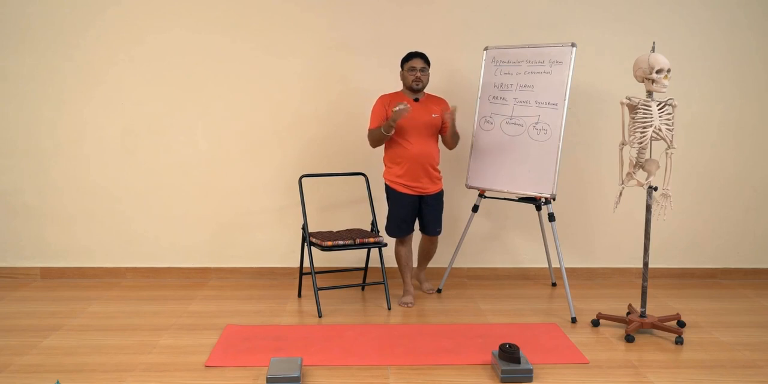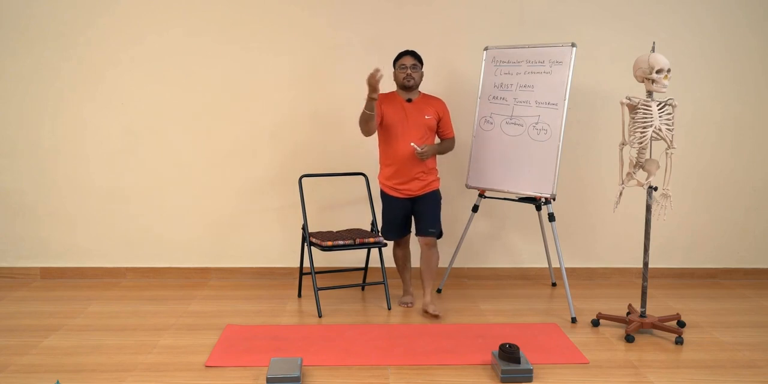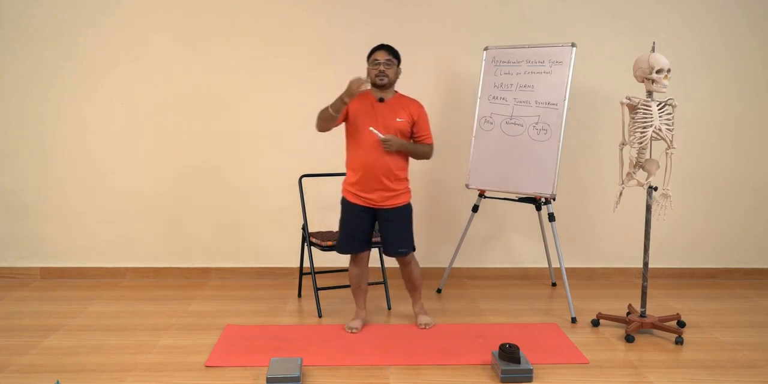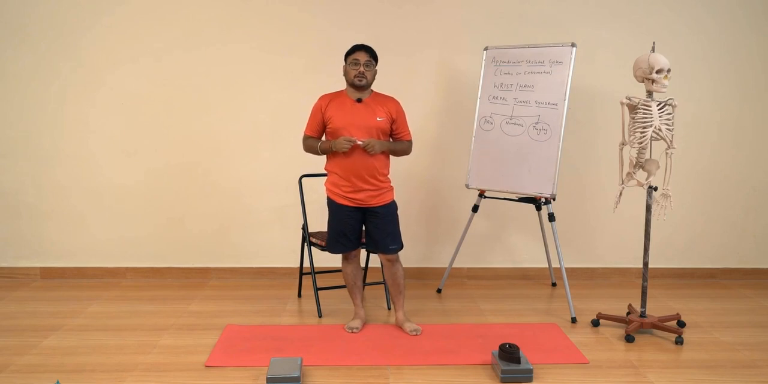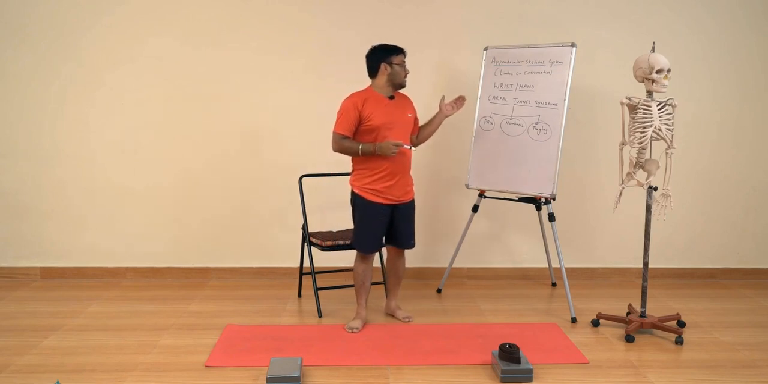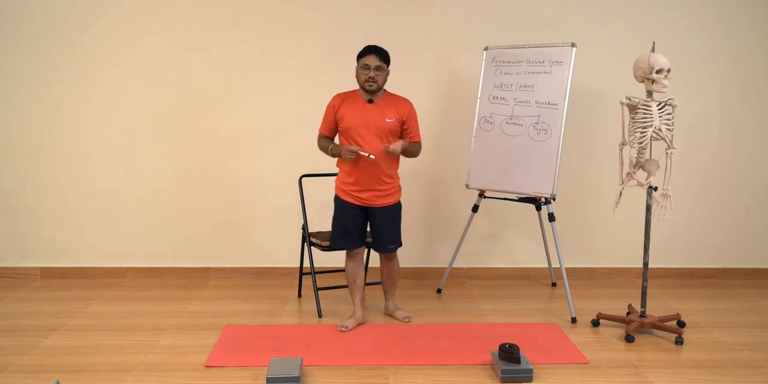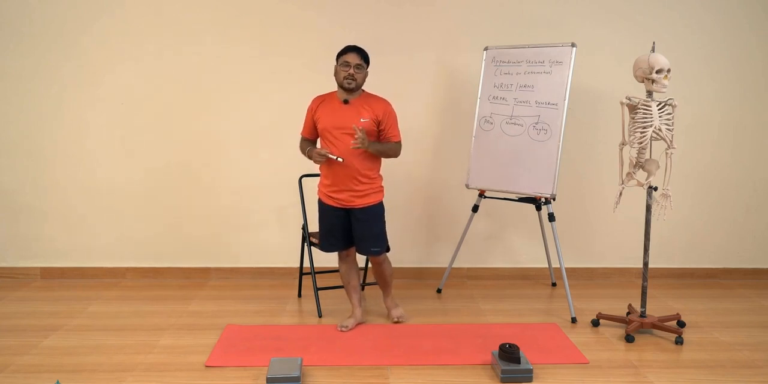Numbness, you cannot feel anything. If somebody pinches you, nothing. Tingling, you feel a pin-like sensation, as if somebody is pricking a pin inside your nerves. So these kinds of pain happen here. Exercises we have discussed earlier, what we have to do to release this pain.